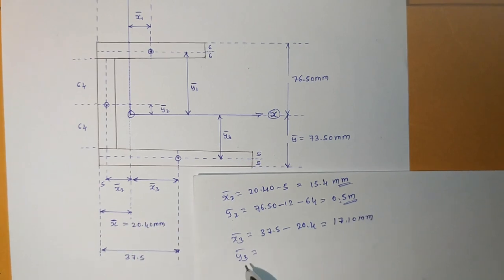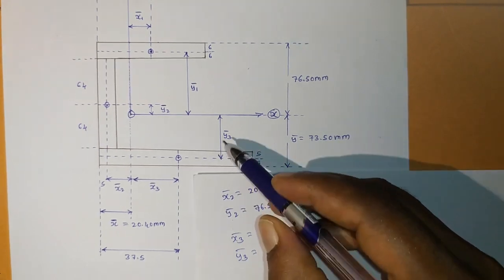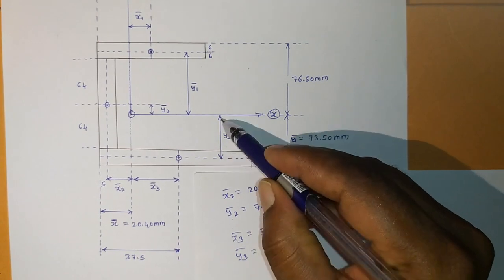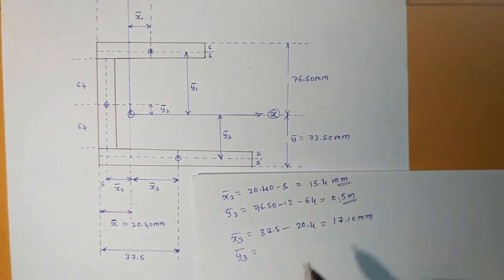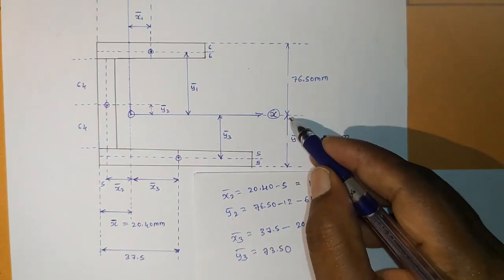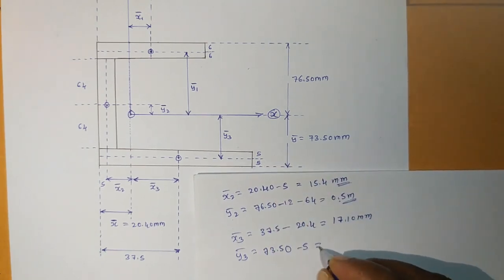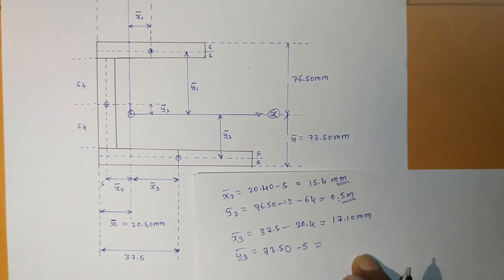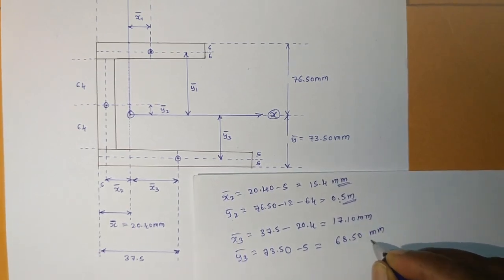Now y3 bar. What is y3 bar? The distance between the centroid of section number 3 and the reference axis. How do you calculate this distance? The total distance is 73.50 mm, minus 5 mm, will give y3 bar, that is 68.50 mm. That's it.